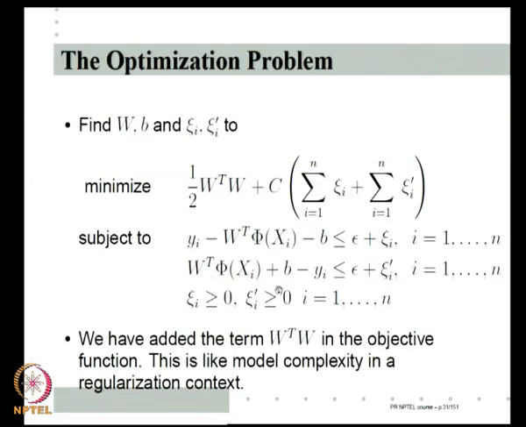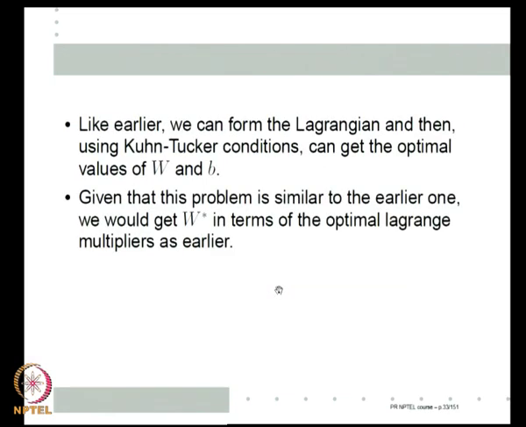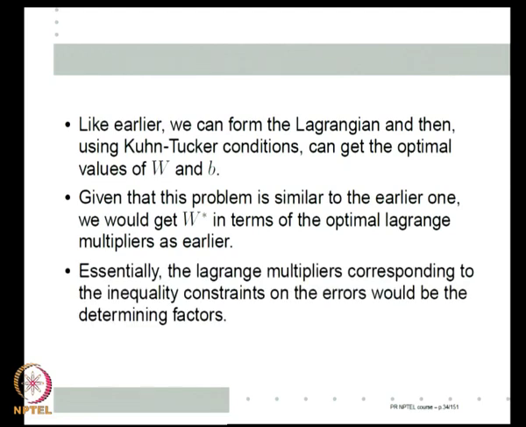Given the structural similarity, we expect the optimal values of W and B to be similar to the earlier expression. So, we can write W star and B star in terms of the optimal Lagrange multipliers. Which Lagrange multipliers? Essentially, the Lagrange multipliers corresponding to the inequality constraints on the errors. Just like there, the Lagrange multipliers for the constraints xi_i greater than or equal to 0 are not important to us.